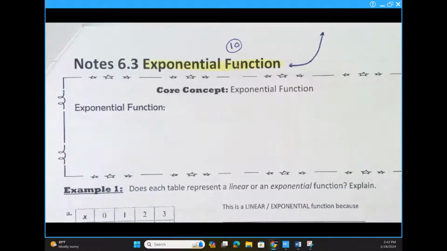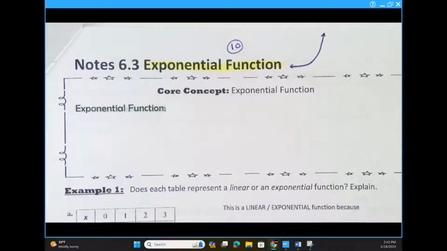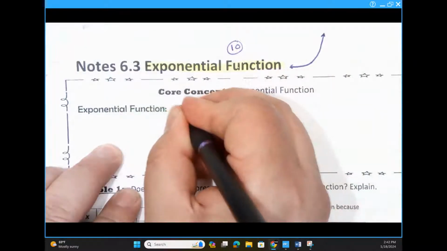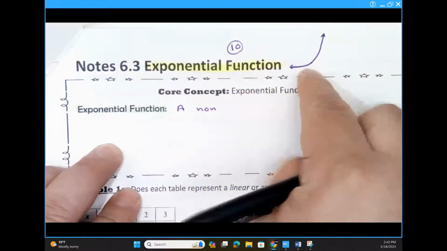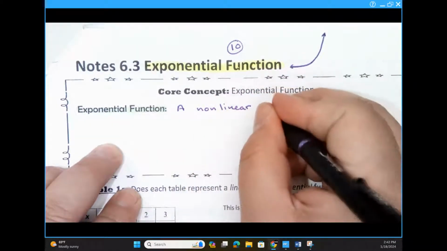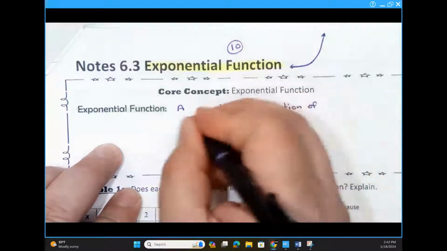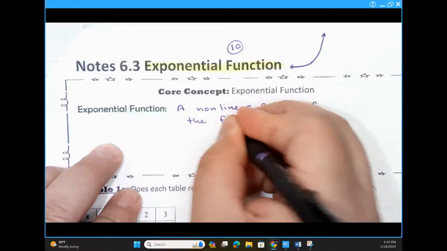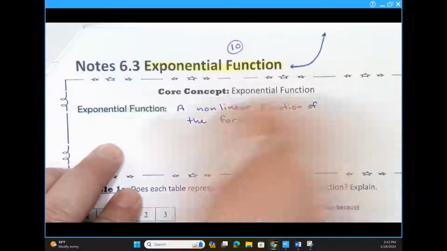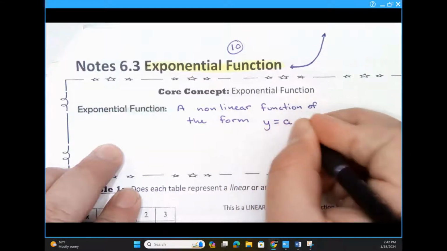So an exponential function, here's the topic of the day. Yes, it does say the word exponent, so there is something special about it. So an exponential function is a nonlinear function of the form. All right, so here it is. Here is our equation for an exponential function of the form y is equal to a times b.